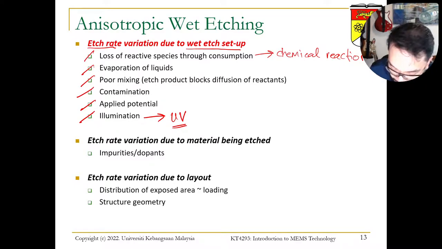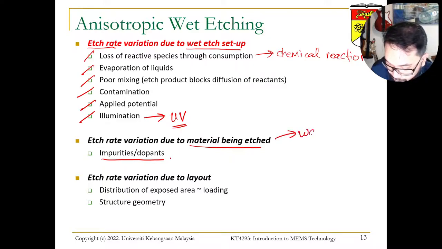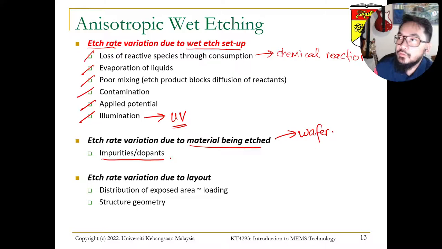So etch rate variation due to the material being etched. So due to the material, if you have impurities or dopants. So what is the material being etched? Of course, our wafer. So our wafer is what we are etching. So if it's a type of wafer, we need to know what the dopant is and what the doping concentration is, because it can affect the etch rate as well.